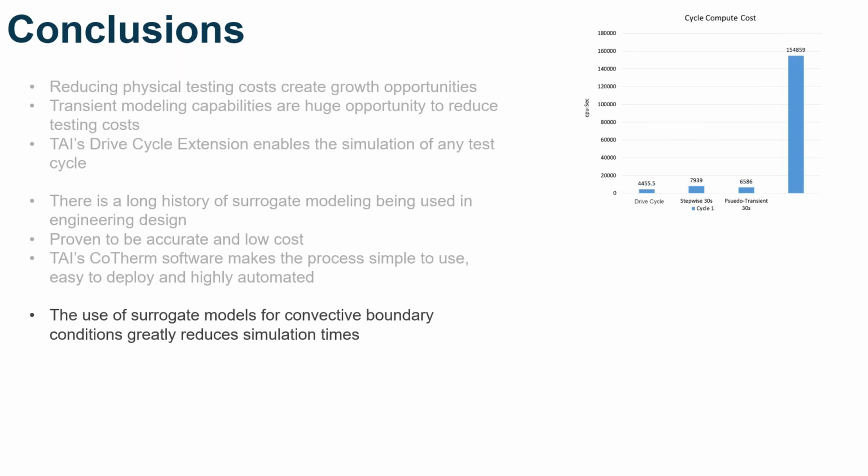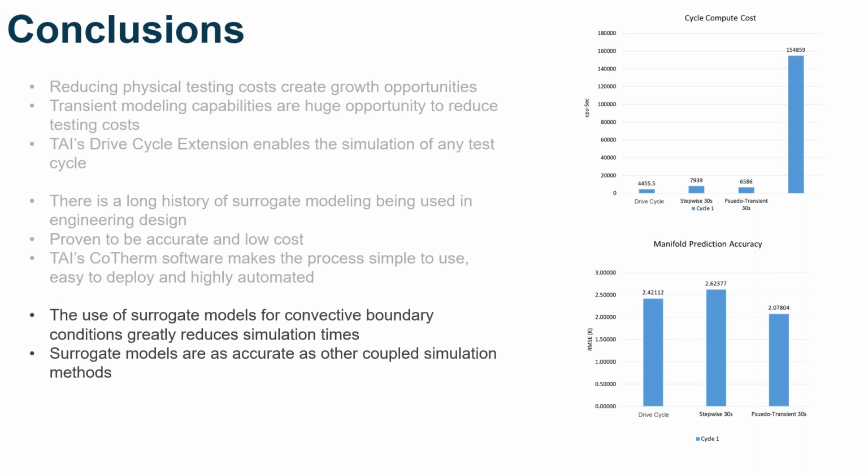And then finally, the use of these surrogate models for convective boundary conditions greatly reduces the total simulation costs, while maintaining a high degree of accuracy compared to the other simulation methods available to us. And this reduction in runtime allows us to do a greater number of design studies or simulate more test cycles.